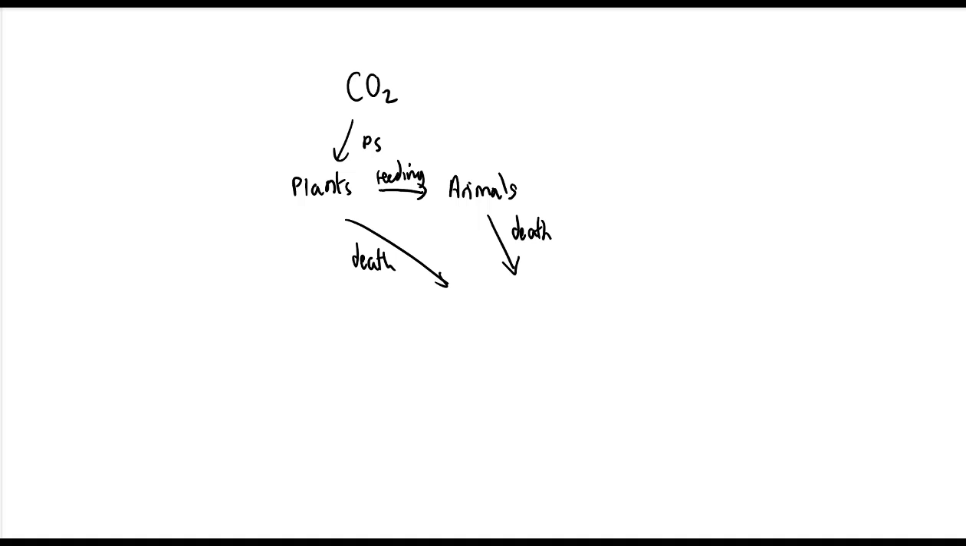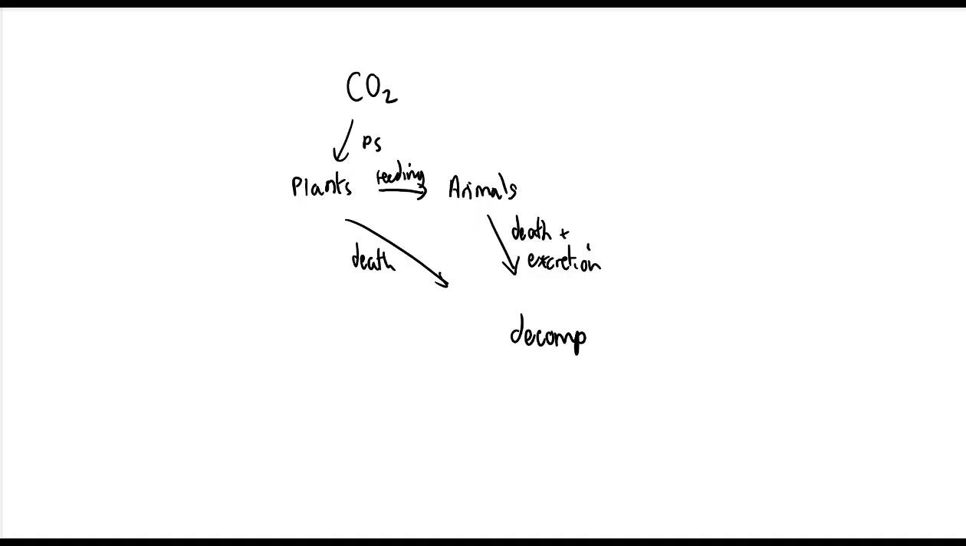So we've got carbon dioxide in the atmosphere. We've got plants. And the process that takes place is photosynthesis. The plants get eaten by the animals. And that's called feeding. The animals and plants die and produce waste.